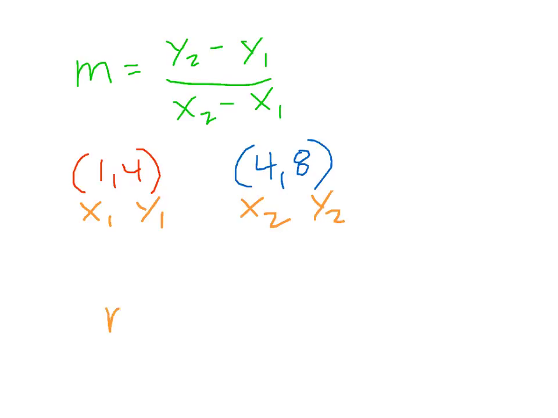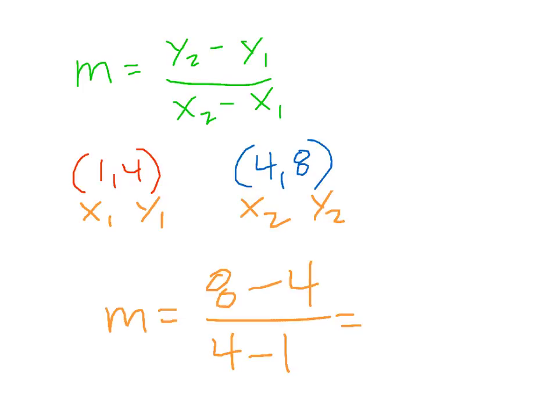So, down here in my space I'll say m equals, looking at y2, y2 is 8. So 8 minus y1, y1 is 4. So 8 minus 4 is my top. Over x2 minus x1. x2 is the second x, 4, x1 is the first x, 1. So I say on the bottom 4 minus 1. Okay, so everything's in the right spot there.